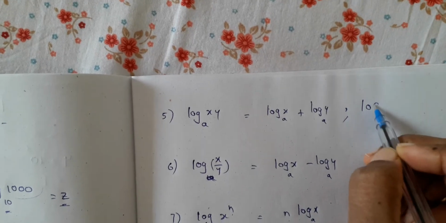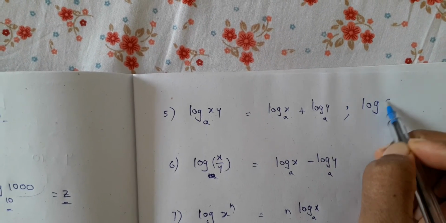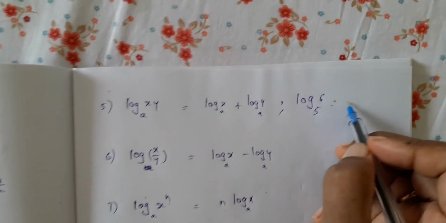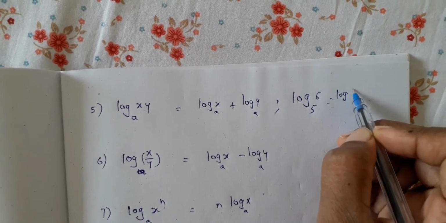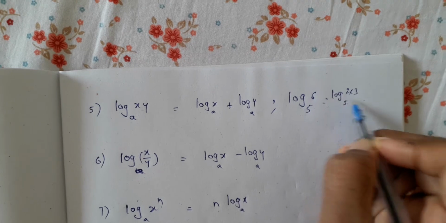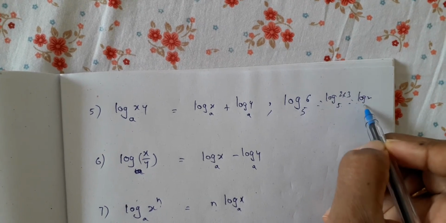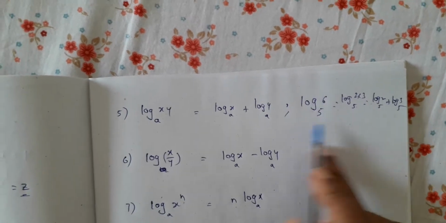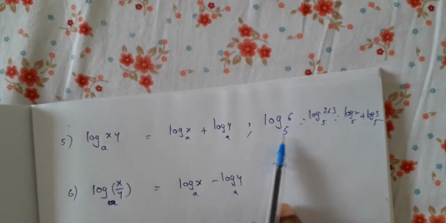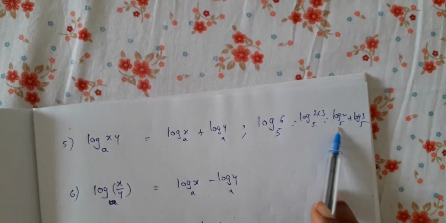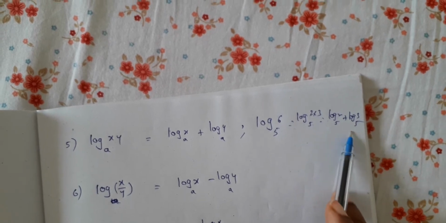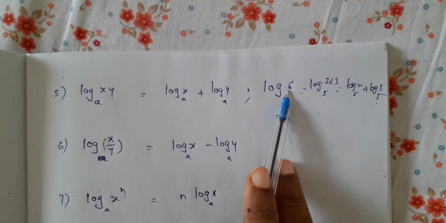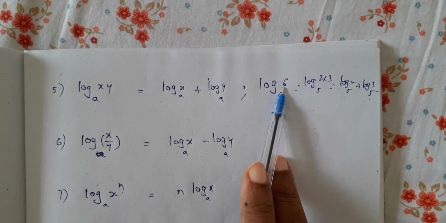I can write log 6 base 5 as log 2 into 3 base 5, that is log 2 base 5 plus log 3 base 5. So questions like this may be asked. He may ask log 6 base 5 can be equal to, so in the options you need to check for log 2 base 5 plus log 3 base 5, because 6 can be expressed as 2 into 3.